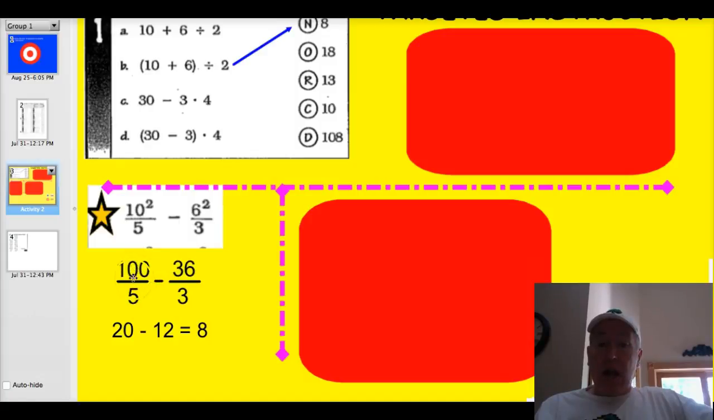Now notice, now I can do the division. So 100 divided by 5 is 20. 36 divided by 3 is 12. Giving me 8 as an answer. So make sure that you complete the top part of the bracket first, the numerator portion, and then the denominator portion, and then actually do the division.